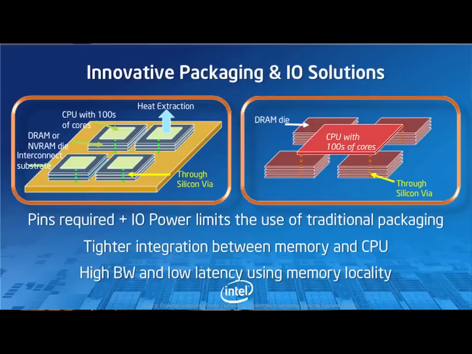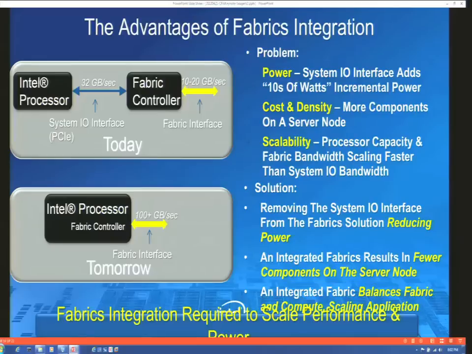There's another concept where we are interleaving the DRAM die with a higher performance processor on top of it through silicon vias. And again, both of these options give us much tighter integration between memory and CPU. And each one of those CPU dies now has an interconnect connection. So as I mentioned earlier, it's time to integrate the fabric connection to the processor.